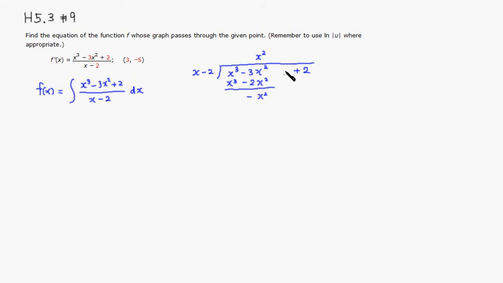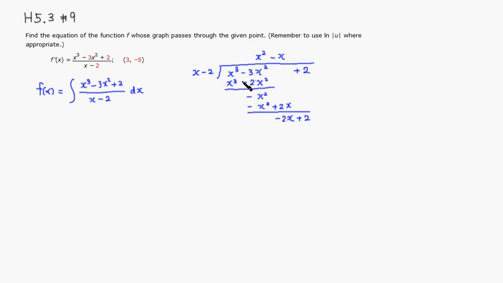Then there's no x term, so we can't bring anything down, but we have to think of how many x's we can squeeze into negative x squared. That would be negative x. So negative x times x is negative x squared. Negative x times negative 2 is positive 2x. Then do a subtraction. So 0 minus 2x would be negative 2x. And then bring the plus 2 down.